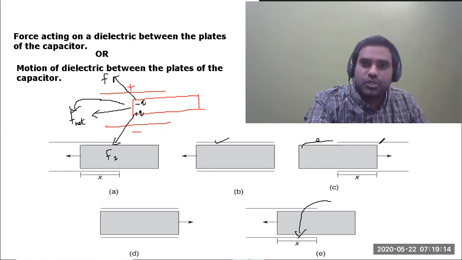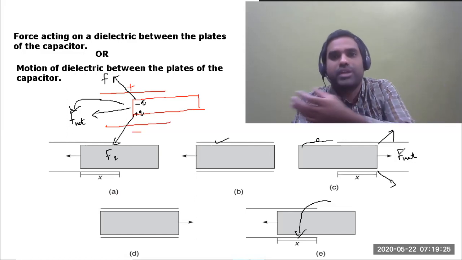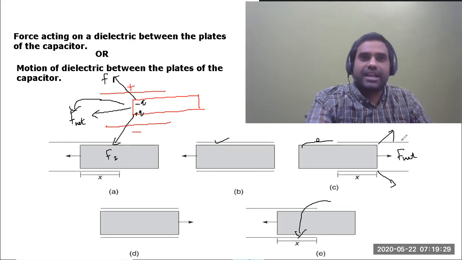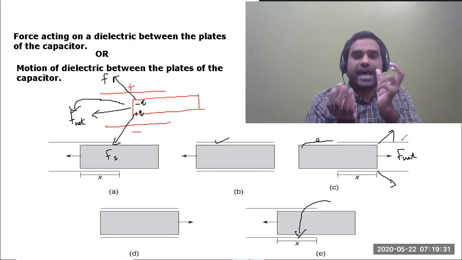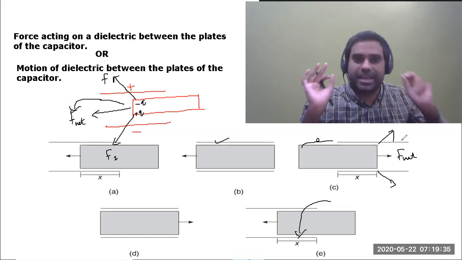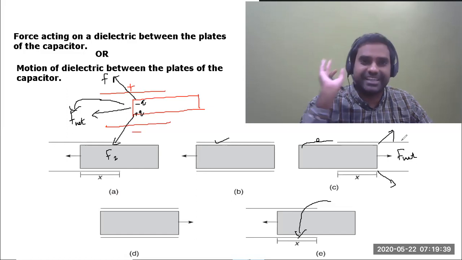But again, due to induction, it is attracted in this way and it is attracted in this way, and the net force will act like this. So then what happens? It again starts moving backward. Is it okay? That means let us visualize, students, that the dielectric will make oscillations between the plates of the capacitor. What happens? It makes oscillations.